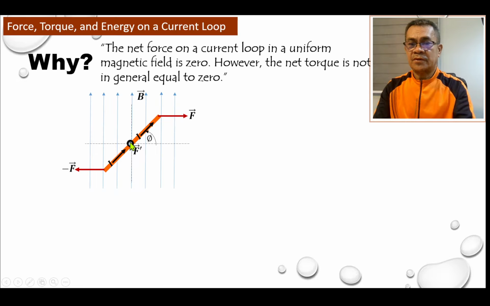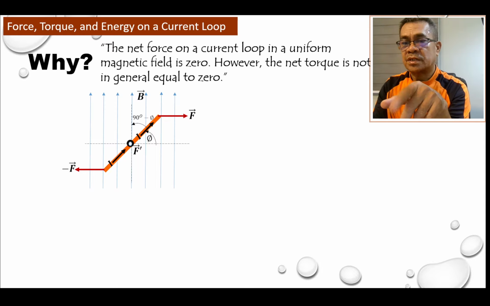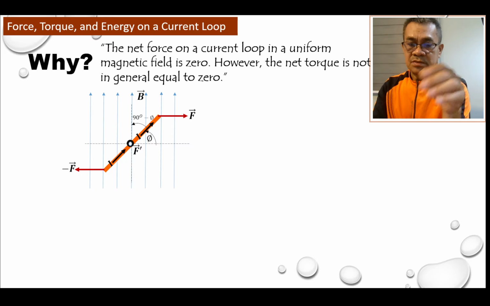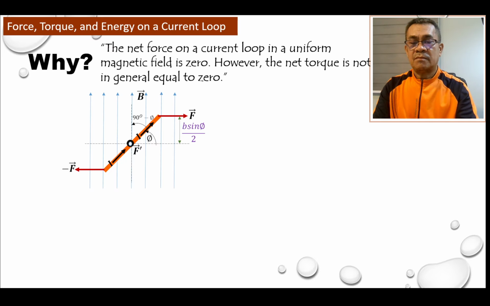So this force and this force will be cancelled. Another thing is force here is outward. Then we have also force outward, inward, the opposite. So it cancels. So therefore, although this statement tells us that the net force should be zero, and I think it was already proven because of this, however, there is a torque. The question is how much torque?